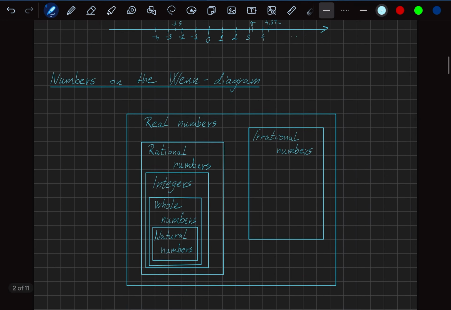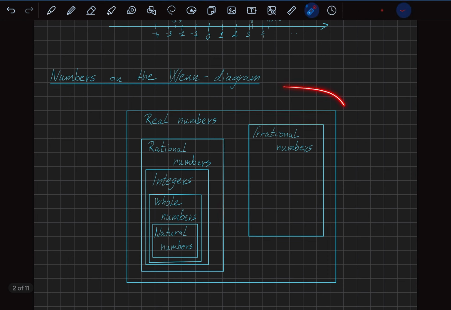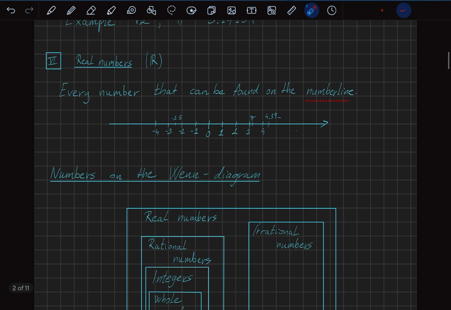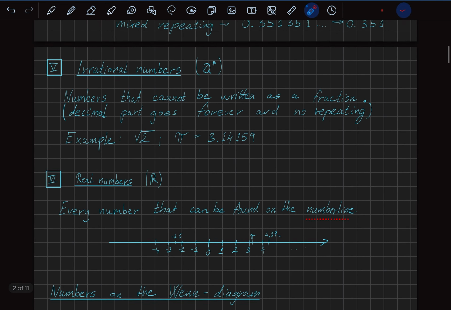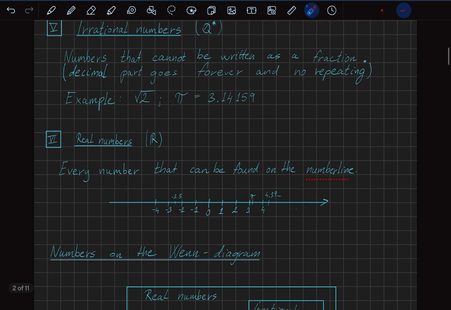If we write these numbers in a Venn diagram, it will be the next one. Okay, so the biggest group, the real numbers, and you can see the real numbers are the irrational and the rational numbers together, then integers, whole numbers, and natural numbers. This is the number groups.